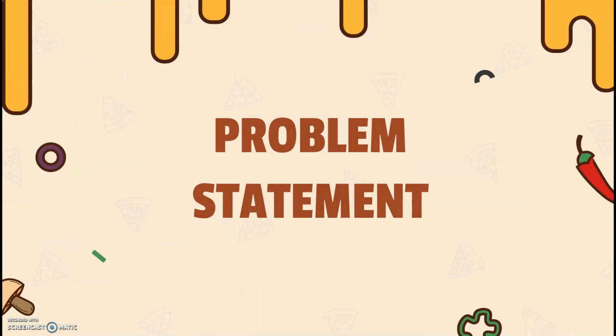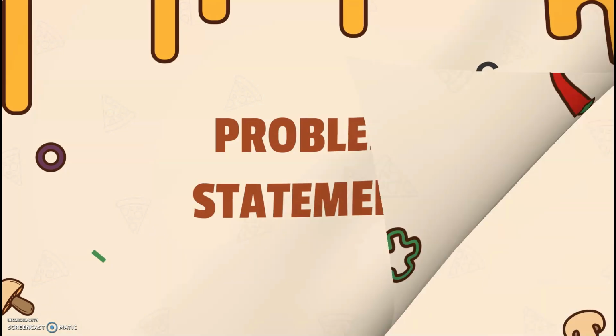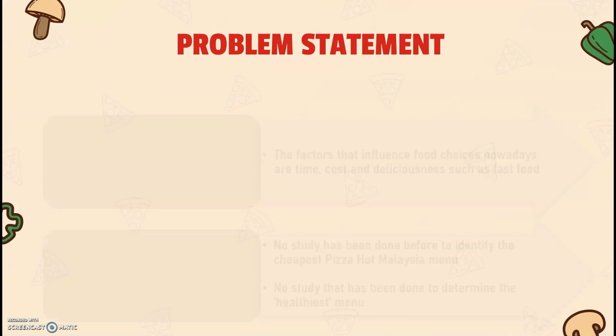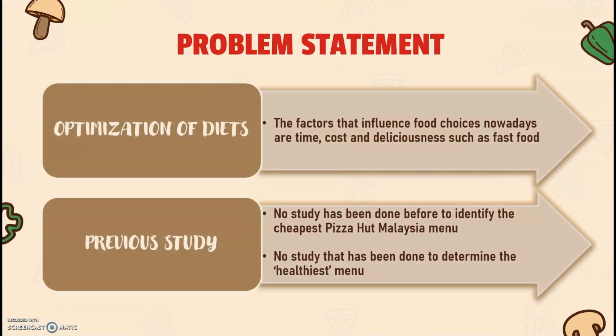Next is problem statement. My name is Nurul Fatihah binti Suhaimi. Matrix number D201910888534. The optimization of diets is a continuously important problem since we all eat every day.